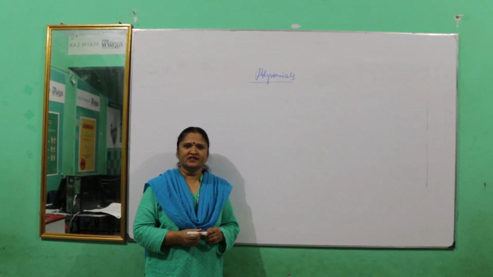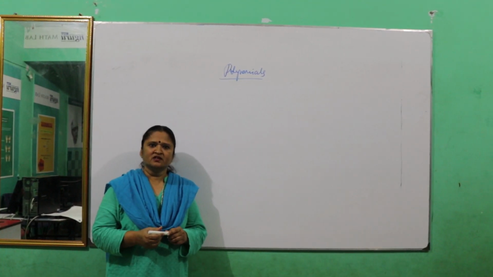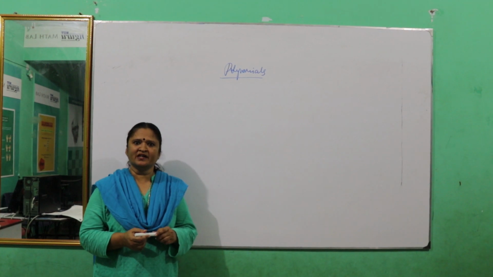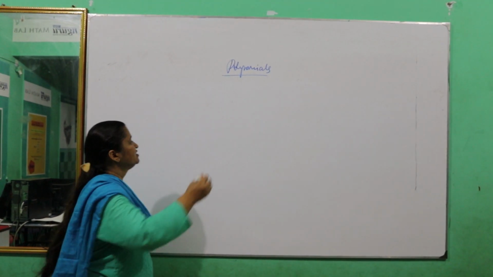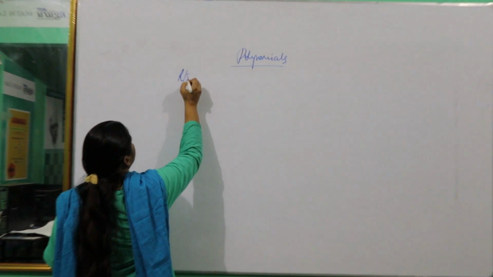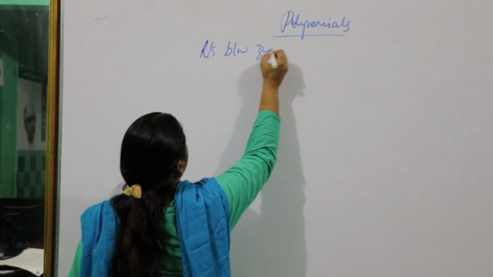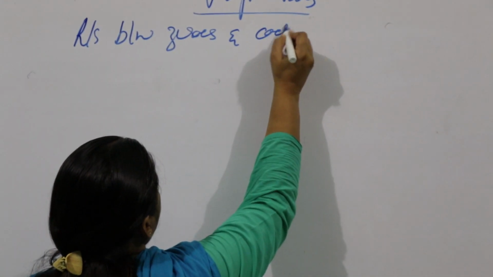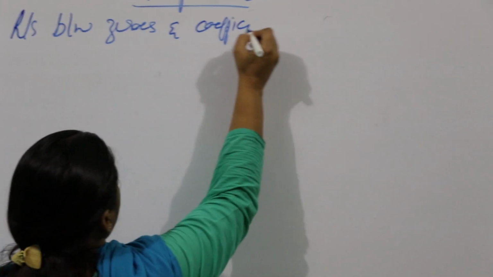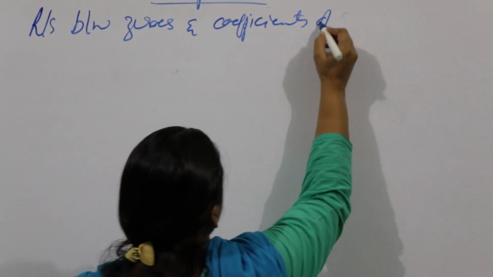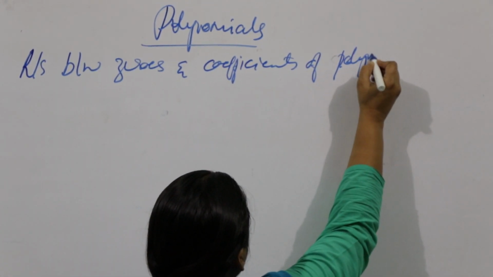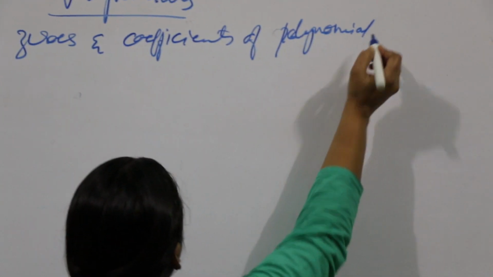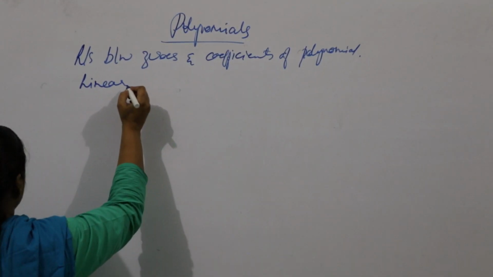Let's understand the relationship between zeros of a polynomial and its coefficients. Relationship between zeros and coefficients of polynomials. Let's begin with linear polynomials so that you understand easily.